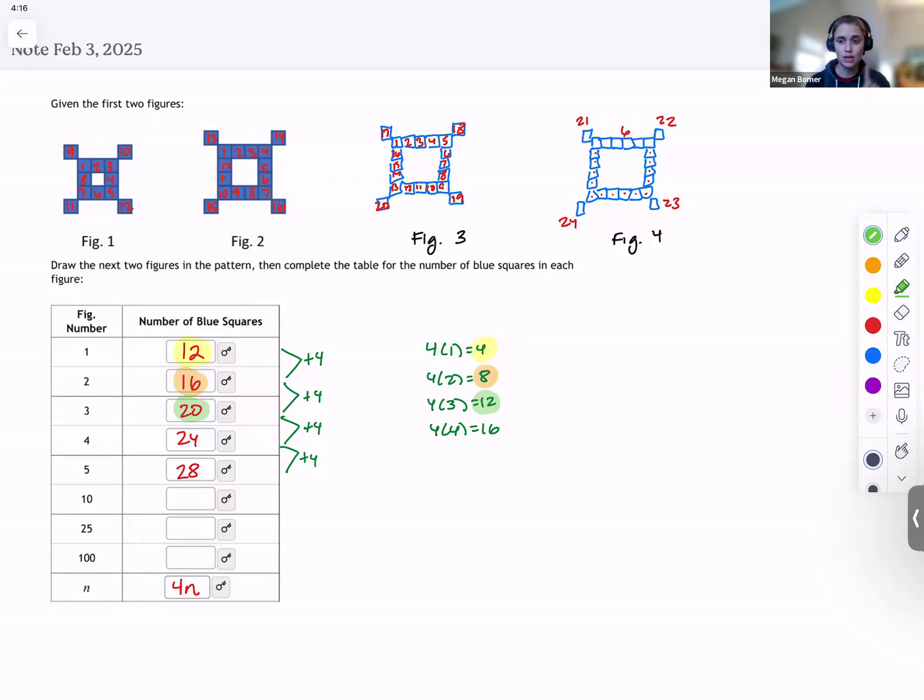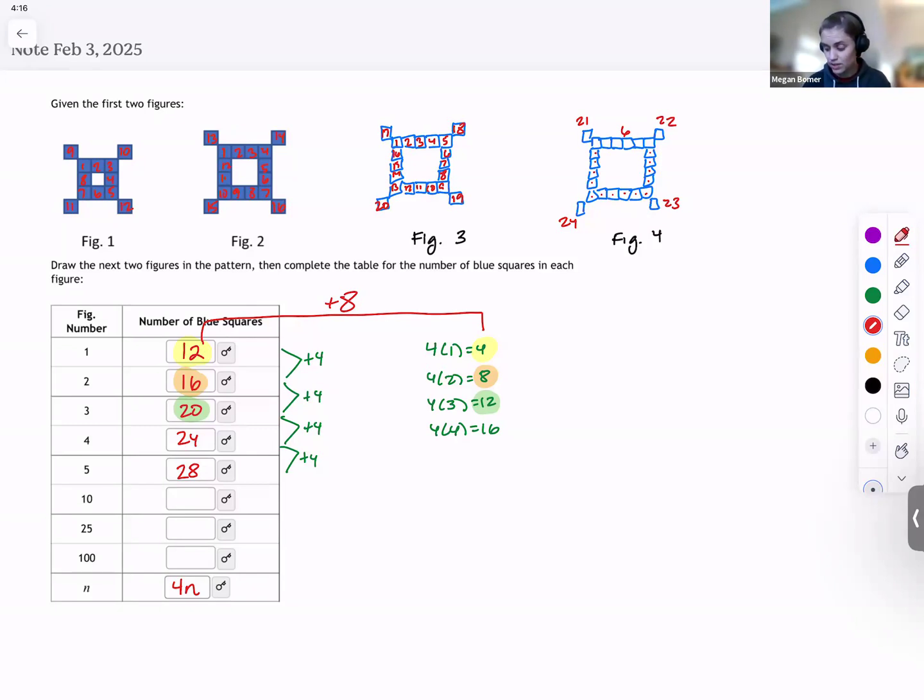But the difference between the actual number of blue squares that we had and 4 times the figure number is always off by the same amount, 12 and 4. These two numbers here are 8 apart, right? If you're at 4 and you want to be at 12, you need to add 8. And if you're at 8 and you want to be at 16, you need to add 8. If you're at 12 and you want to be at 20, you need to add 8.